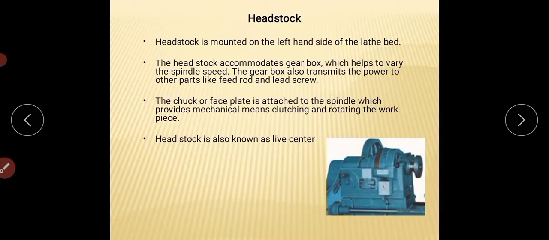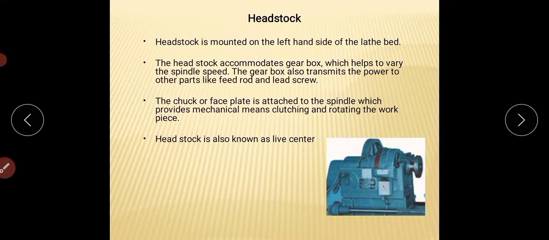The next part is headstock. Headstock is mounted on the left hand side of the lathe bed. The headstock consists of gears and clutch, which help to control the speed of the spindle. The gearbox also transmits the power to the other parts like feed rod and lead screw.